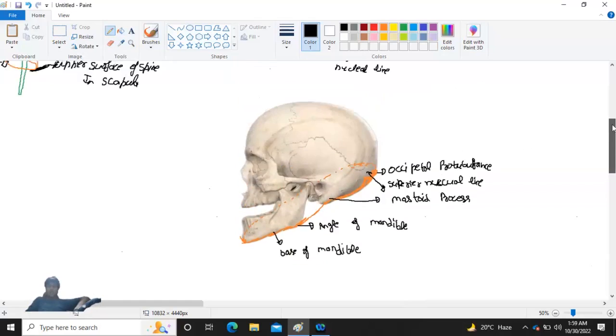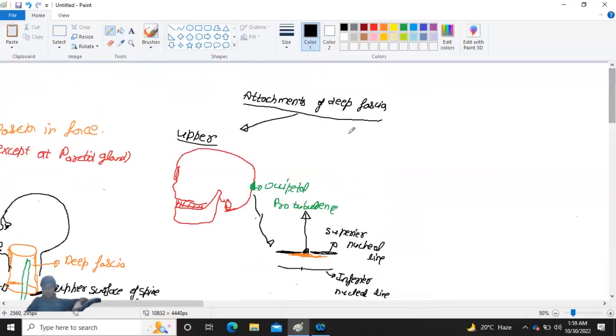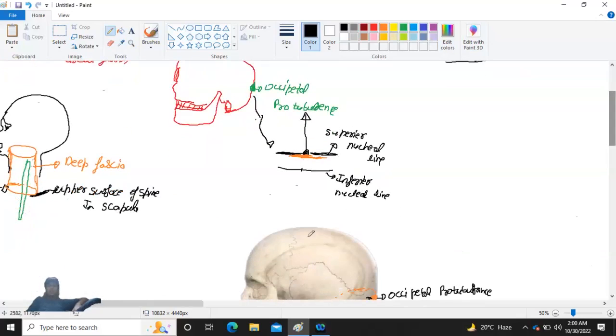So these are the upper attachments of the deep fascia. Then we come to the lower attachment. Let's say this is the front region.